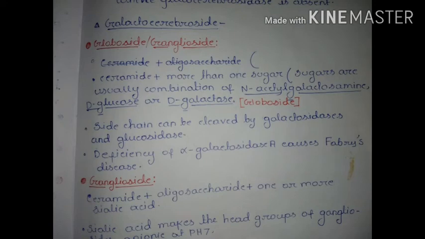The sialic acid makes the head group of ganglioside anionic at pH 7. Due to the presence of sialic acid, the head group of the ganglioside becomes anionic when we put that ganglioside in a pH 7. So that is the role of the sialic acid in case of ganglioside.